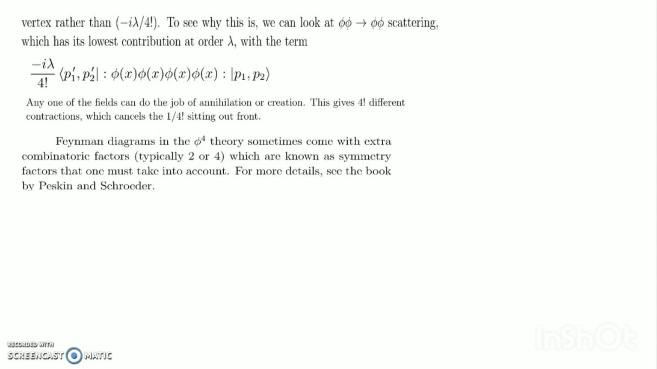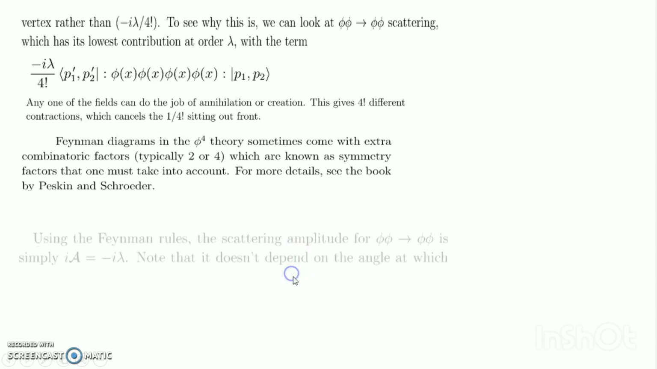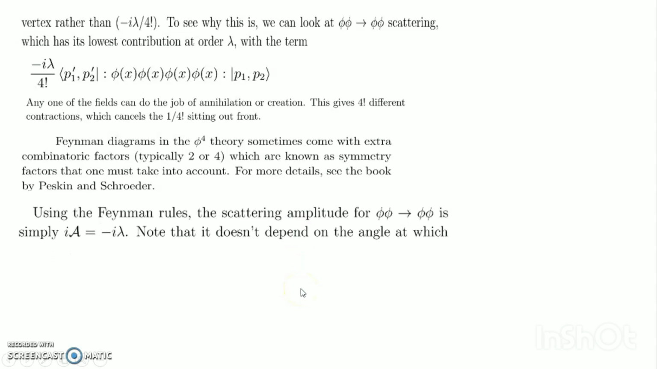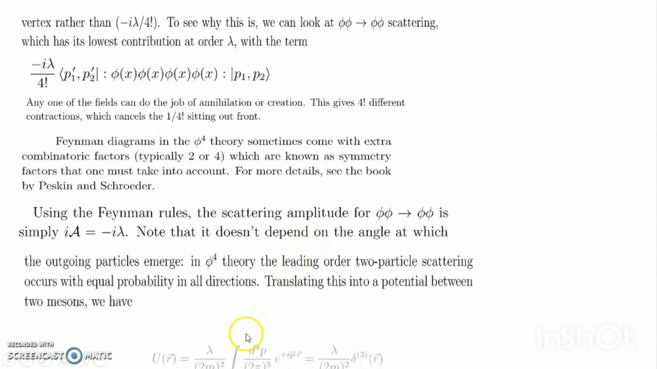Using the Feynman rules, the scattering amplitude for φφ to φφ is simply iA = -iλ, and note that it does not depend on the angle at which the outgoing particles emerge. In φ⁴ theory, the leading order two-particle scattering occurs with equal probability in all directions. Translating this into a potential between two mesons, we have these equations.